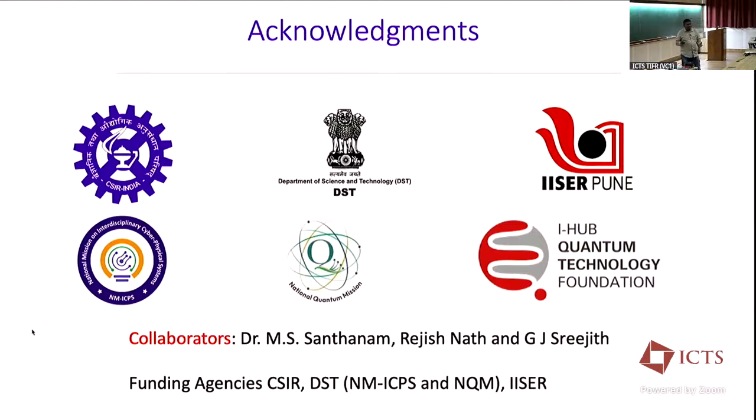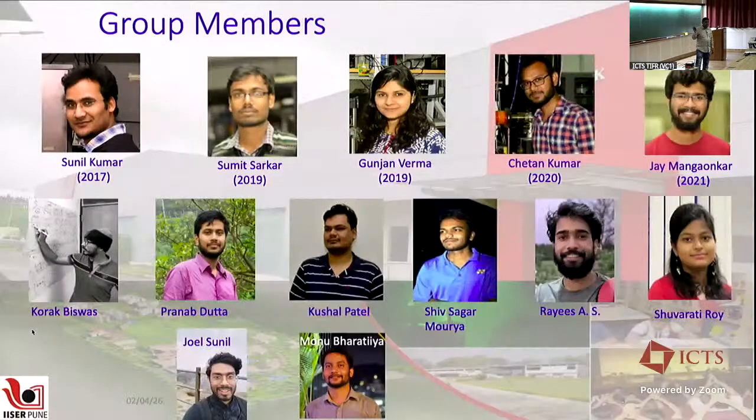And there are many, many experiments that are going on. And all this would not have been possible without so many of my students who graduated. And currently I have four of them: Rejish, Shuvarti, and Joel and Monu are the current students. All these are graduated, and I don't think Florian would recognize Sumit from the past.